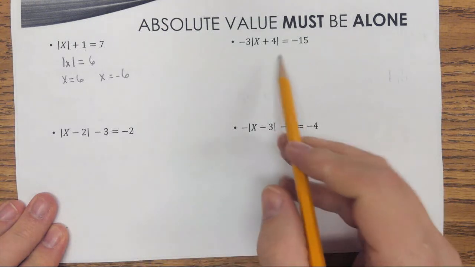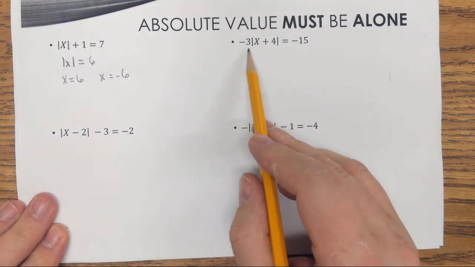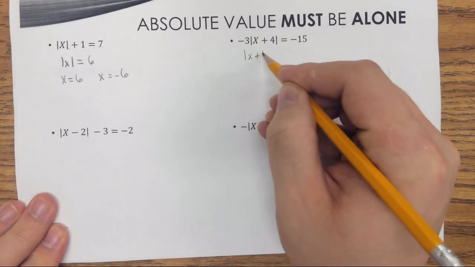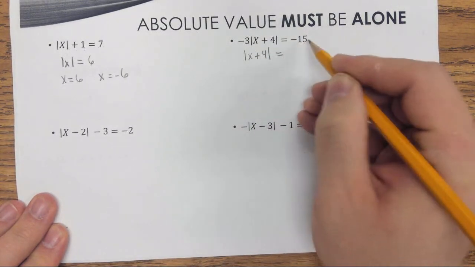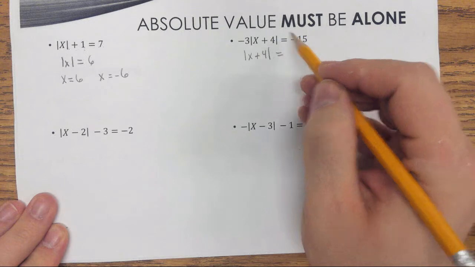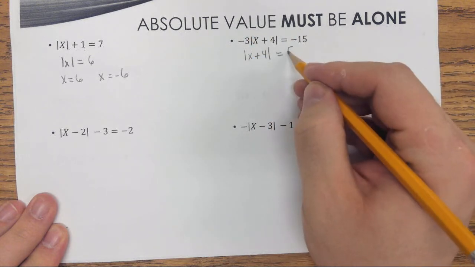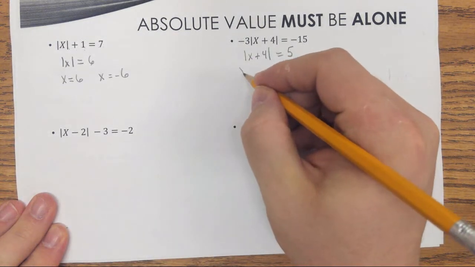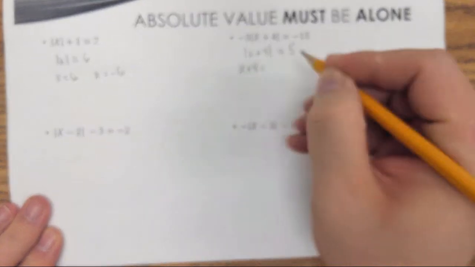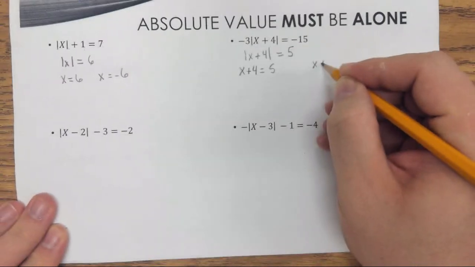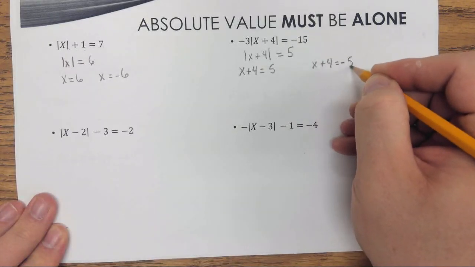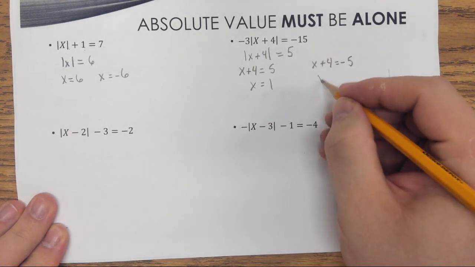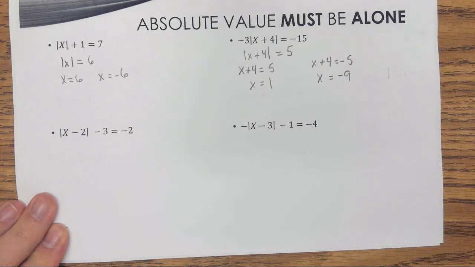Alright, let's look at this one. This one I'm going to divide by negative 3. So I get x plus 4 equals negative 15 divided by negative 3. A negative and a negative make a positive. That's going to be 5. Okay, now I'll set up my two equations. x plus 4 equals 5. x plus 4 equals negative 5. Subtract 4, I get x equals 1. Subtract 4, I get x equals negative 9.